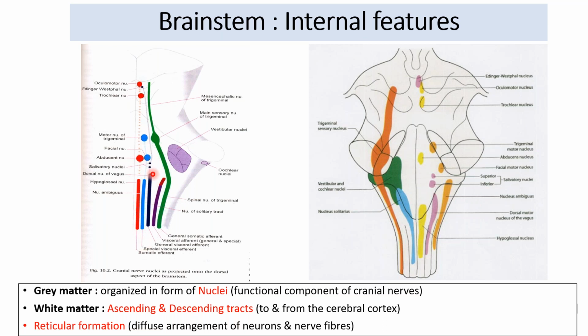In the white matter, you have descending and ascending tracts which are coming to and from the cerebral cortex, and a diffusely arranged reticular formation is present there.